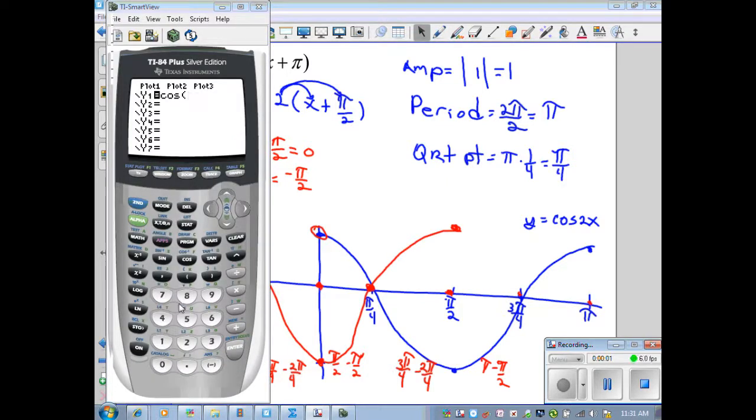Verify this using our calculator. Y equals cosine 2x plus pi. And then what we want to do is set our window. Remember, our x min is going to be our negative period, which is a negative pi. Our x max is our positive period. Our scale is going to be our quarter point. And our y min and max are one above and below our amplitude. And then we're going to graph.